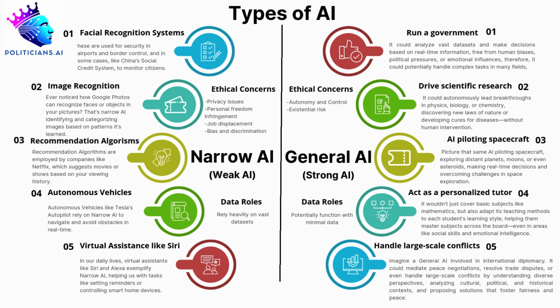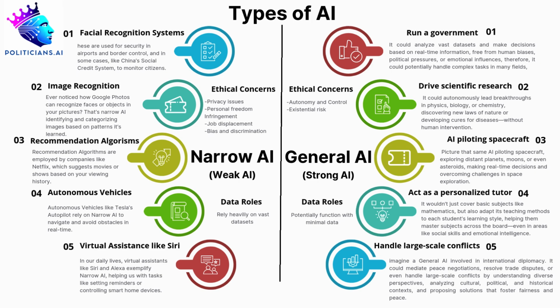Narrow AI relies heavily on vast datasets. For example, Google Translate uses a massive amount of multilingual text to improve its translation capabilities. However, if the data is biased, like in predictive policing systems, AI can reinforce societal inequalities. This places a responsibility on policymakers to ensure that AI systems are trained on fair and representative data, and that their algorithms are regularly reviewed for fairness.